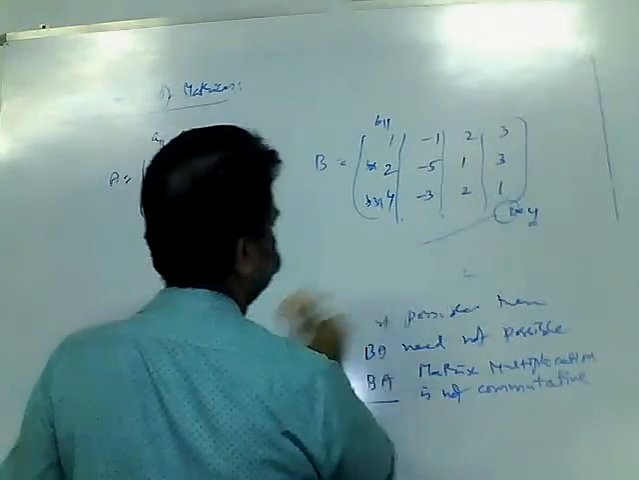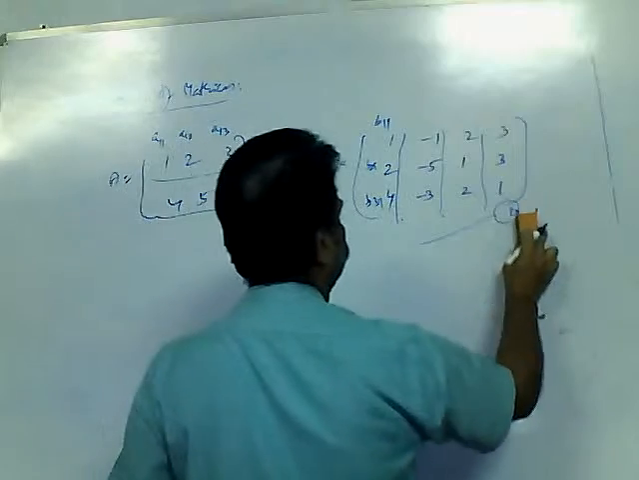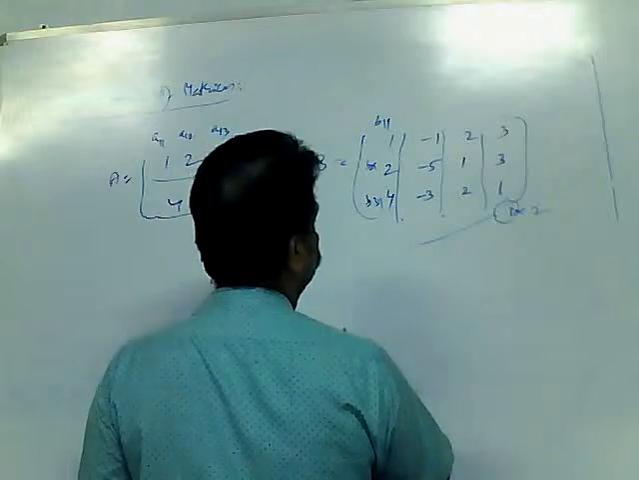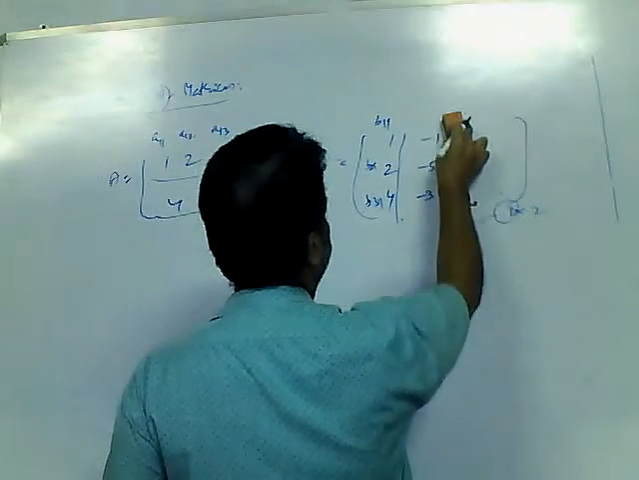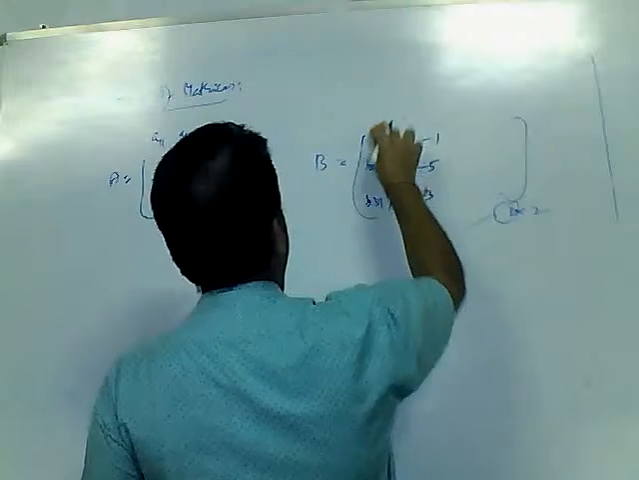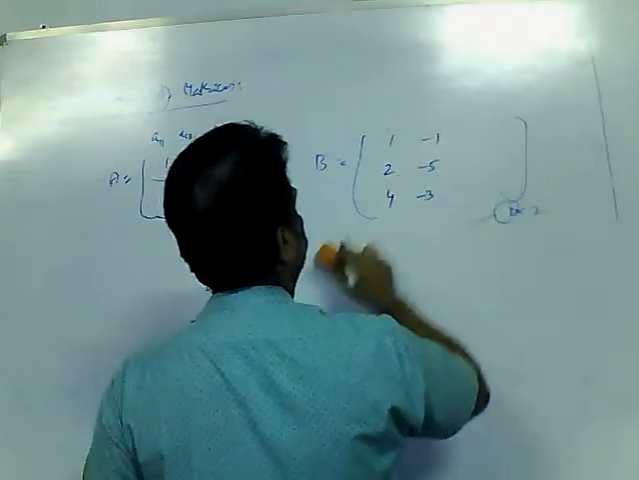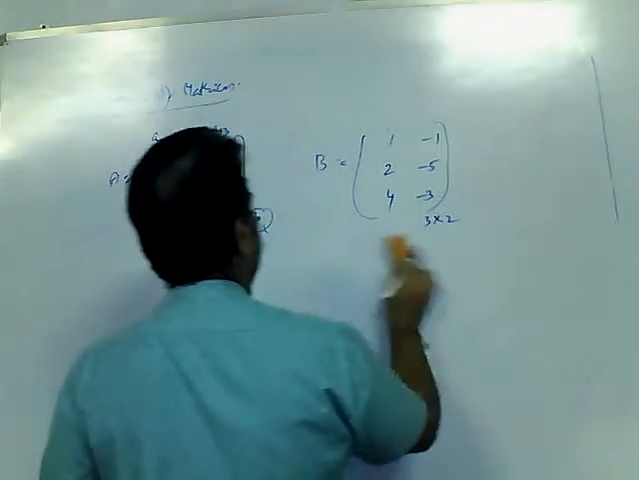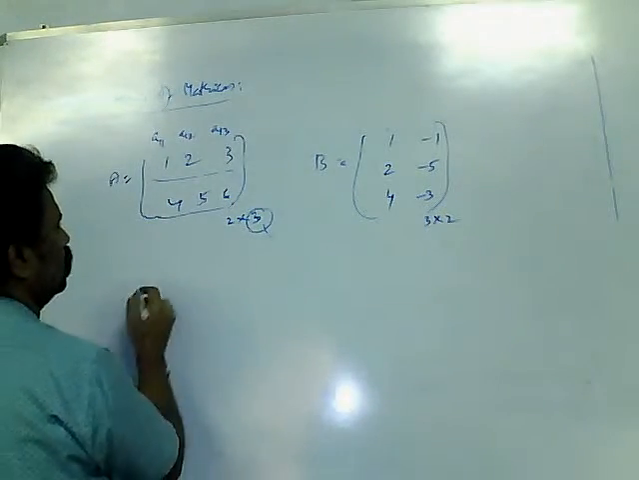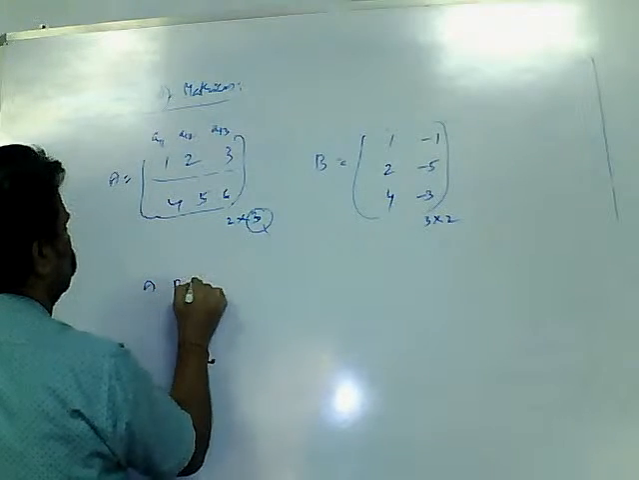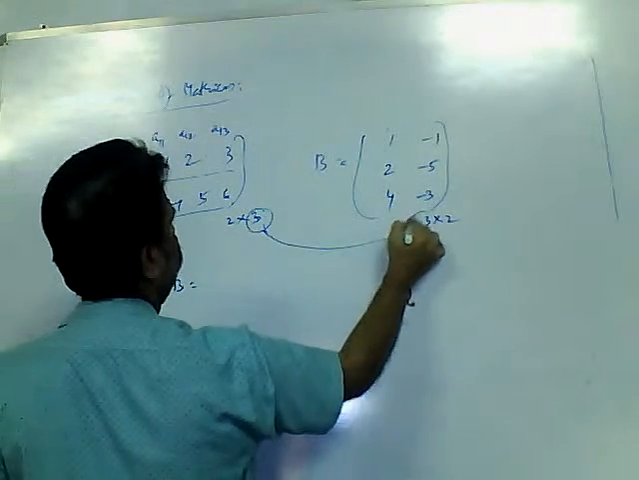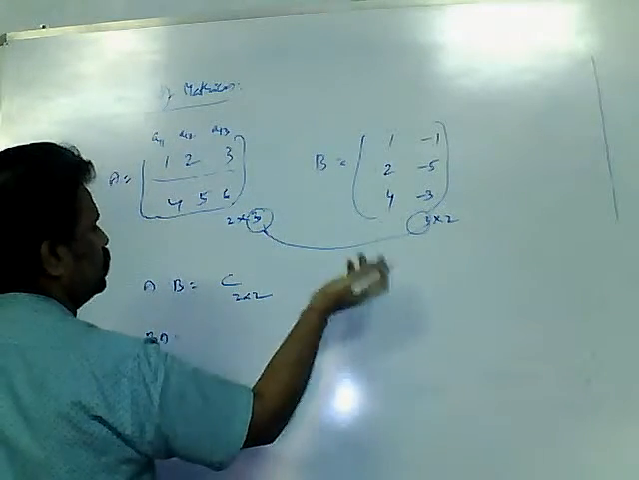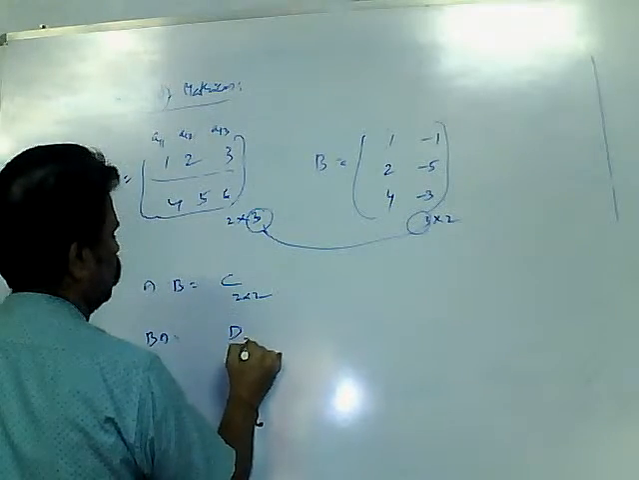Suppose I take A as 2 by 3 and B as 3 by 2. Then both are possible now. B is 3 by 2, so 3 rows and 2 columns. Now we'll see AB. What is the AB output? Automatically the inner orders of A and B are equal. AB output is C, 2 by 2. What is BA? BA is 3 by 2 into 2 by 3. So BA will be equal to D, but the order is 3 by 3.